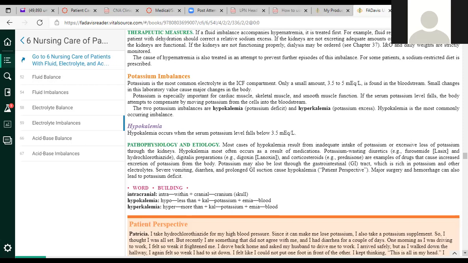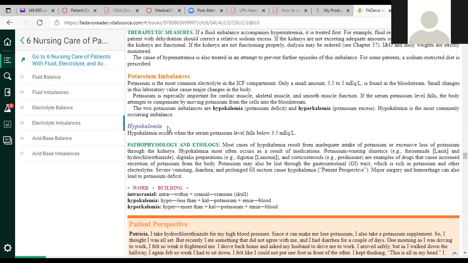And I actually said hypernatremia earlier, but be clear, hyponatremia and hypernatremia are the opposite of each other. So what you expect to see in hyponatremia, you expect to see the opposite in hypernatremia. With potassium imbalances, if your potassium is low, it is considered hypokalemia. This word right here, hypokalemia. If your potassium value is elevated, what would that be considered? Hyperkalemia, and that would be anything over 5.